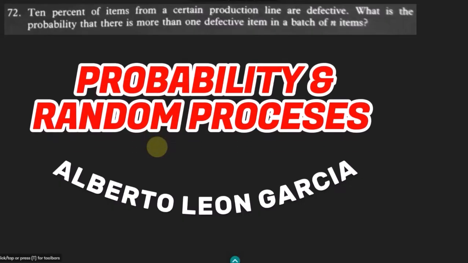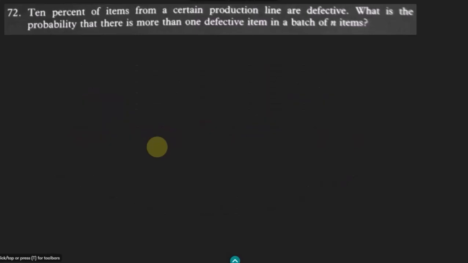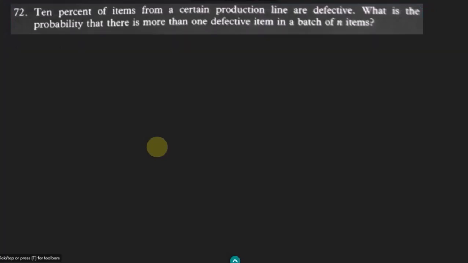Hello all. This is question number 72 in our book Probability and Random Processes for Electrical Engineers by Alberto Leon-Garcia, and in this question we are told that 10% of the items from a certain production line are defective. What is the probability that there is more than one defective item in a batch of n items?